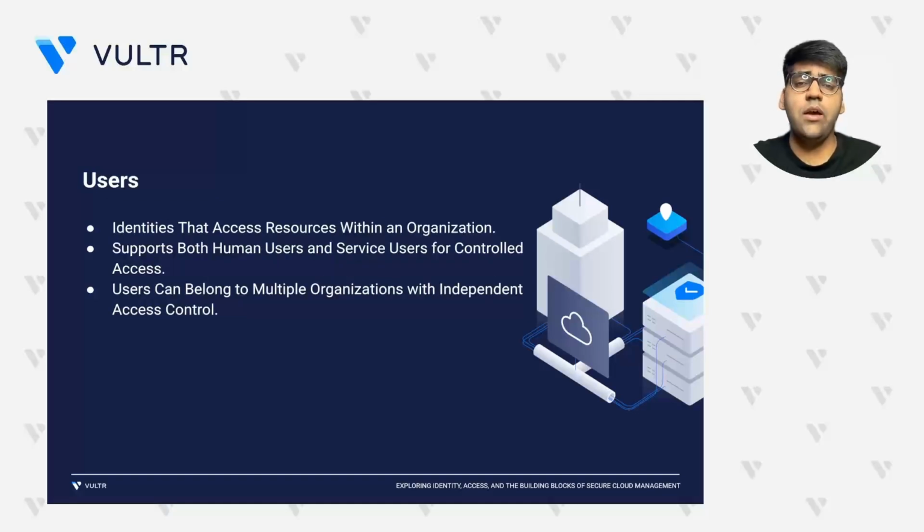In Vultr IAM, users represent the identities that interact with resources within an organization. These can be human users, like the team members accessing the platform, or service users designed for automated workflows and programmatic access. This separation helps maintain controlled and secure access for both people and systems. Additionally, a single user can be a part of multiple organizations, with each organization managing its own independent access control, ensuring flexibility without overlapping permissions.